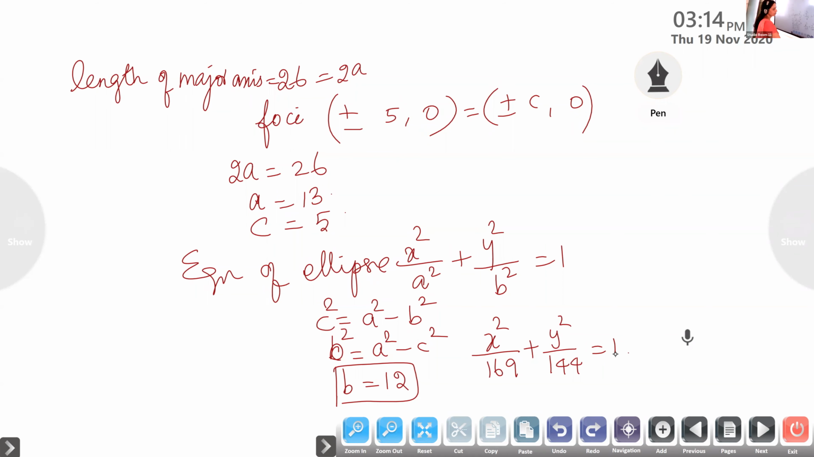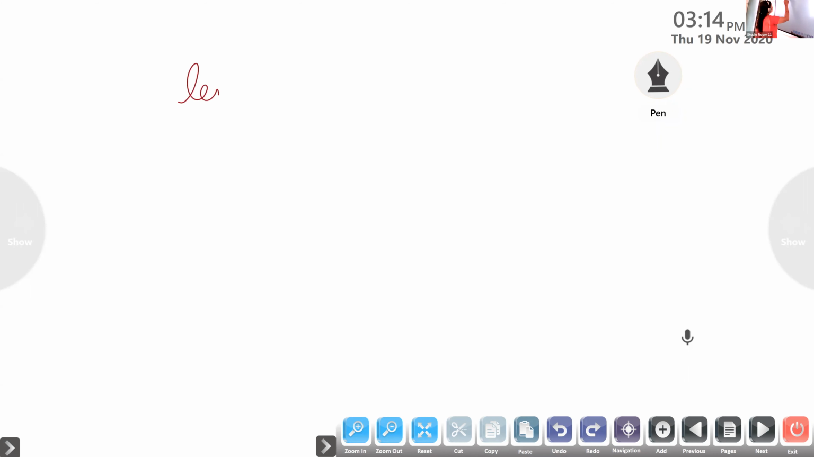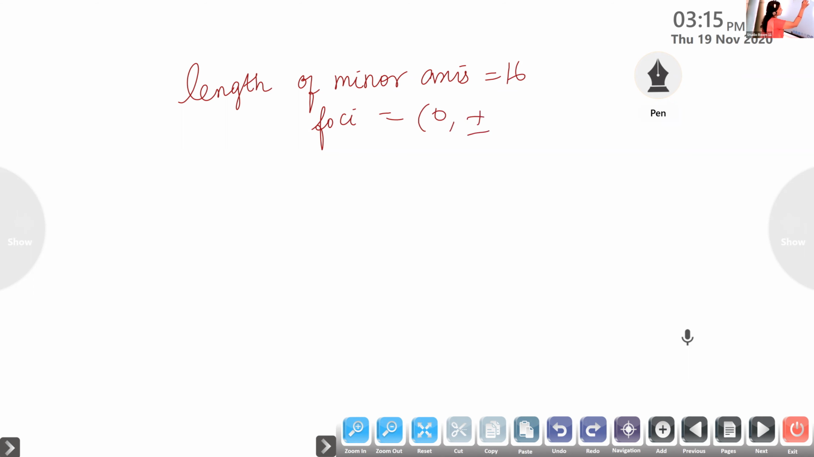Write the next question. The length of the minor axis is 16 and the foci are 0, plus or minus 6.